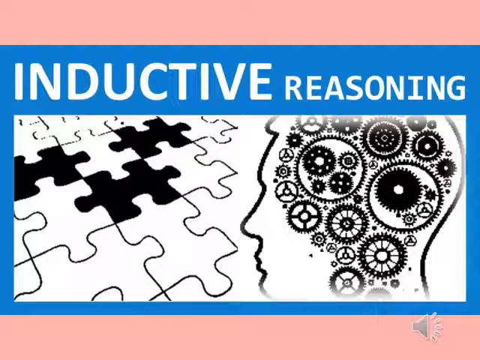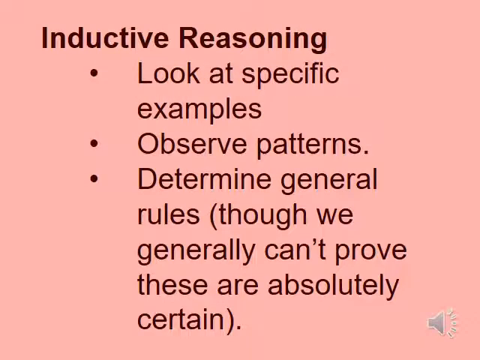Now, we did something very similar when we talked about the bad kinds of arguments, the invalid arguments we did earlier. Remember, improper induction was something that did not work as a valid argument. It is, however, something that's used a lot in everyday life. The idea behind inductive reasoning is that you start by looking at specific examples, you observe patterns, and you see if you can use those patterns to determine general rules. We use this in everyday life all the time.